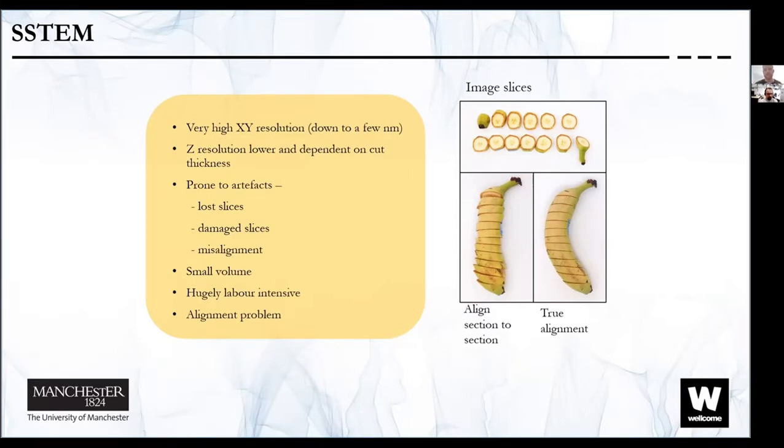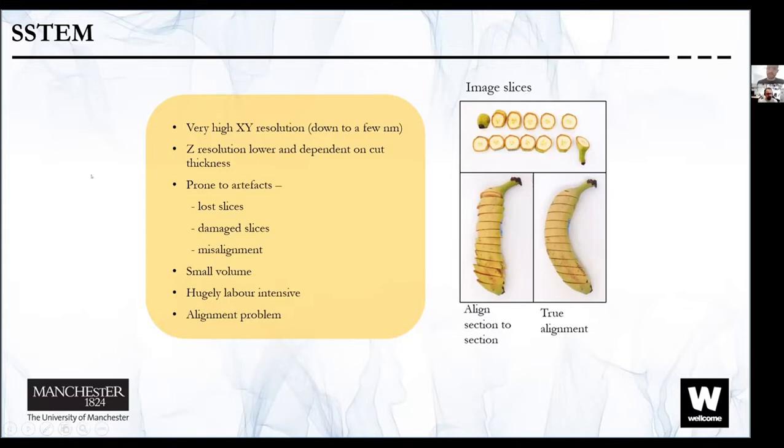Another problem with this technique is it's really prone to artifacts, as I've said. You can't do a huge volume. You're limited to the field of view of the microscope compared to other techniques. And a big downside, it takes a lot of time, and it's hugely labor intensive and very highly skilled. Anyone who's done this deserves props, because it's a big commitment.